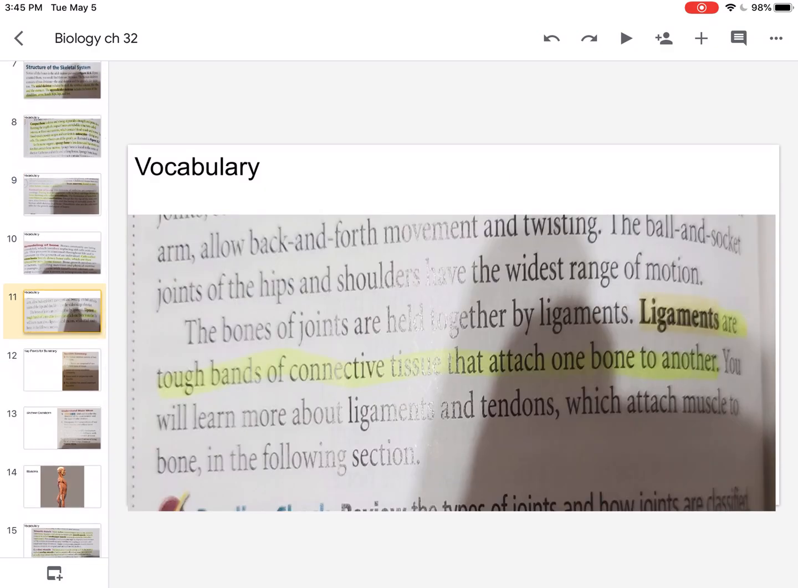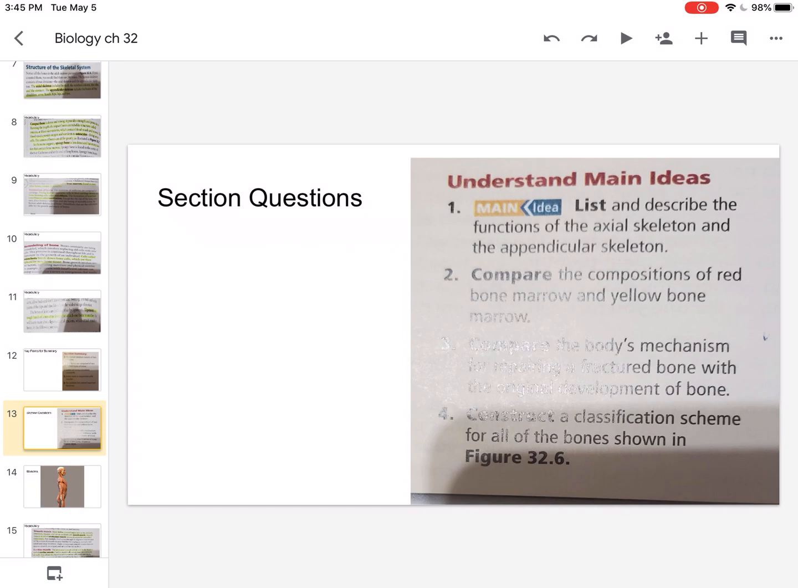So on page 942, there's red bone marrow and yellow bone marrow, which are also vocab. So I think I skipped that. So don't forget to do those two vocabulary words too, but they'll be on your chart. You'll see them. I'll put them on there.